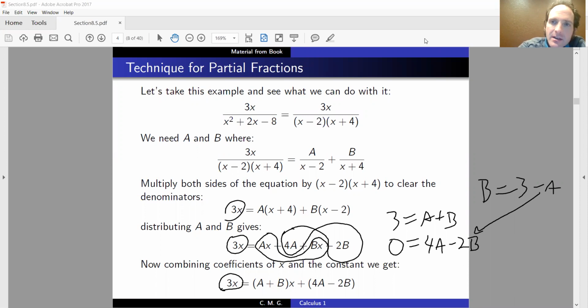Or I can do the other method, which is elimination. I look at my two equations and ask, can I multiply the first one by something to eliminate one of the two variables when I add the two equations together? In particular here, I might multiply the first one by 2. So I get 6 equals 2a plus 2b, and then add it to the other one, and the 2b and minus 2b will cancel. I'm just left with a's again, and then I can plug that back in to give myself the b.